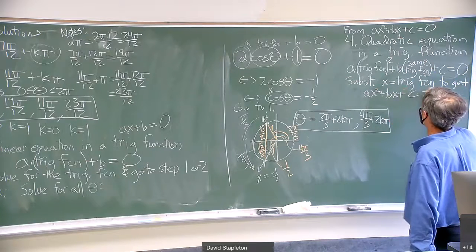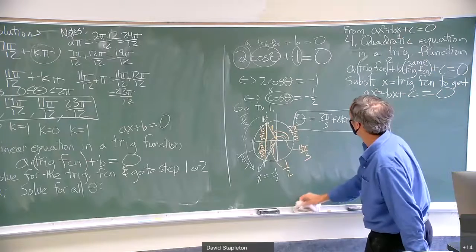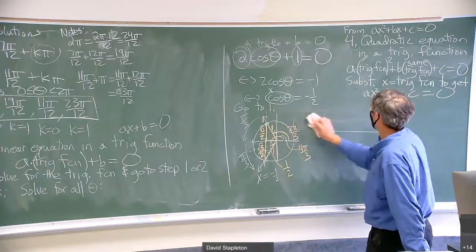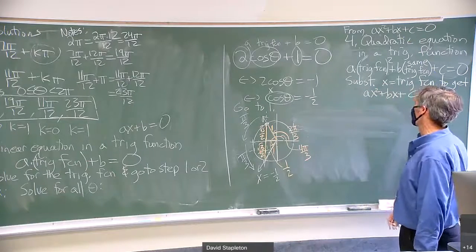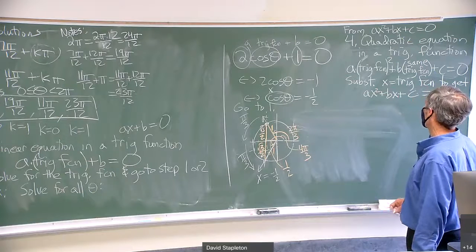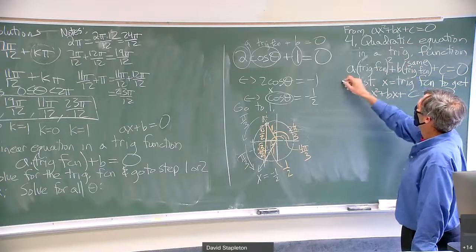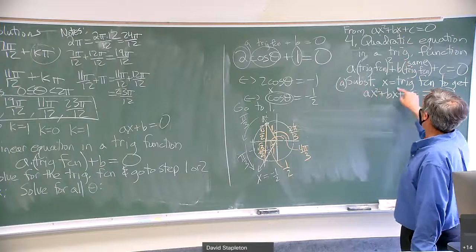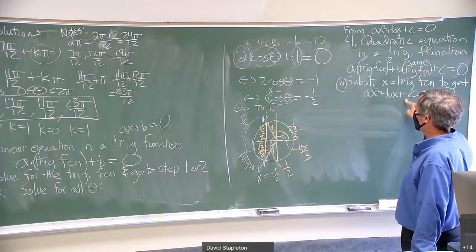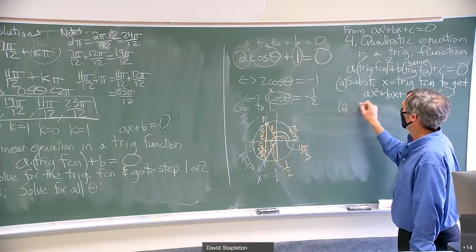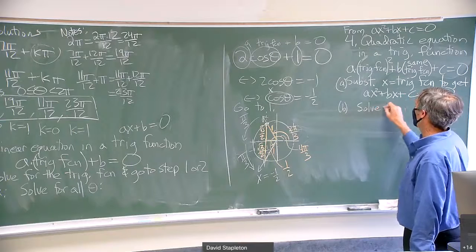We know how to solve that 2 ways, right? 3 technically, but the third one doesn't bring anything new into the game. So here's how you solve a quadratic equation of trig function. A, substitute x equal the trig function to get a quadratic equation. B, solve the quadratic equation for x.